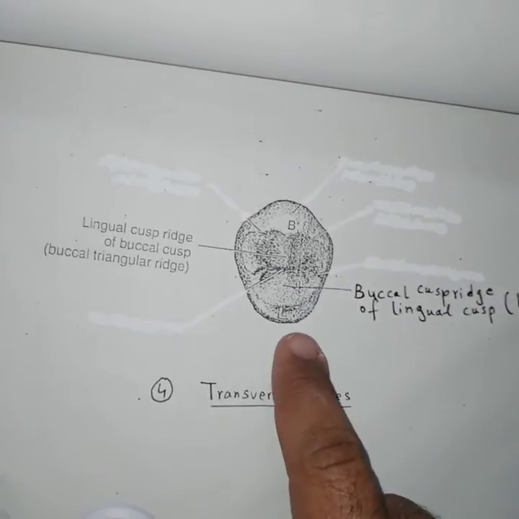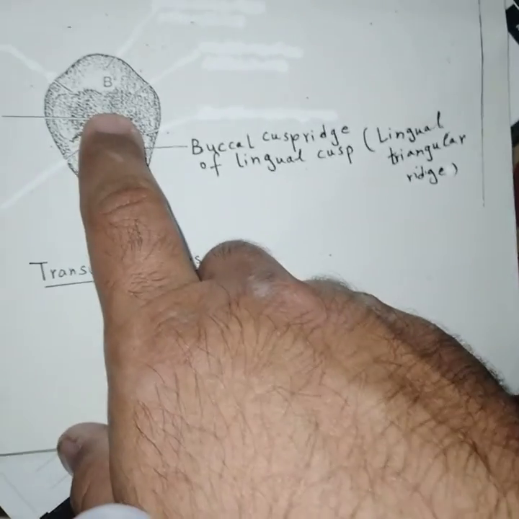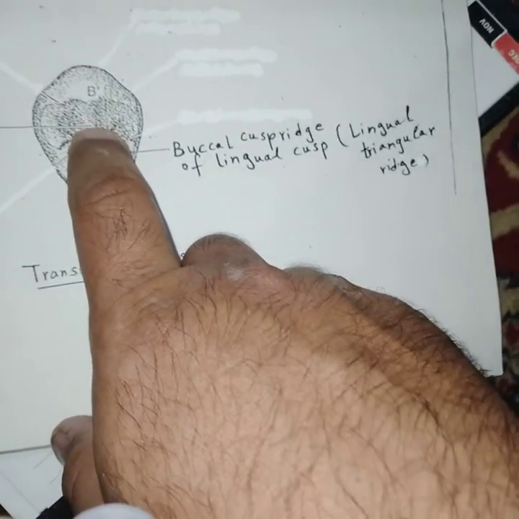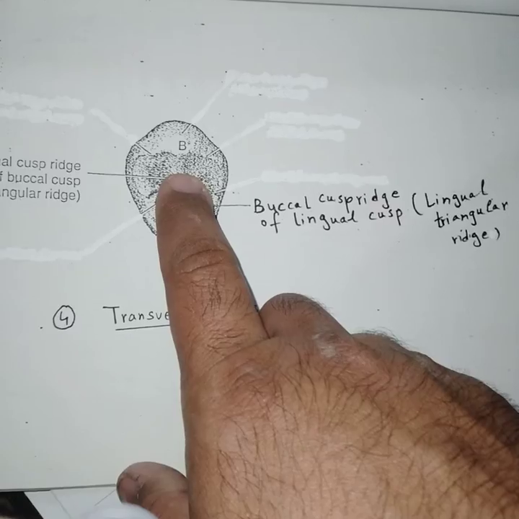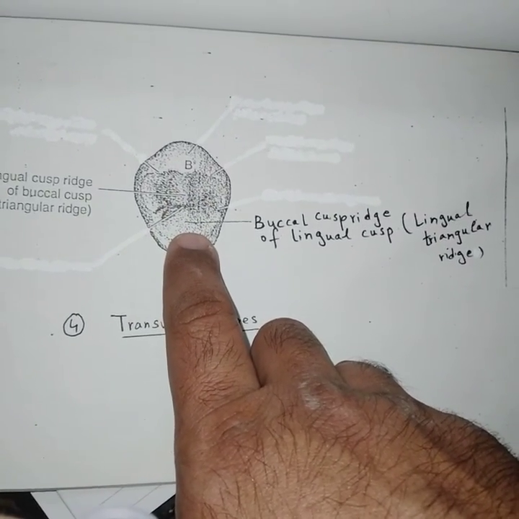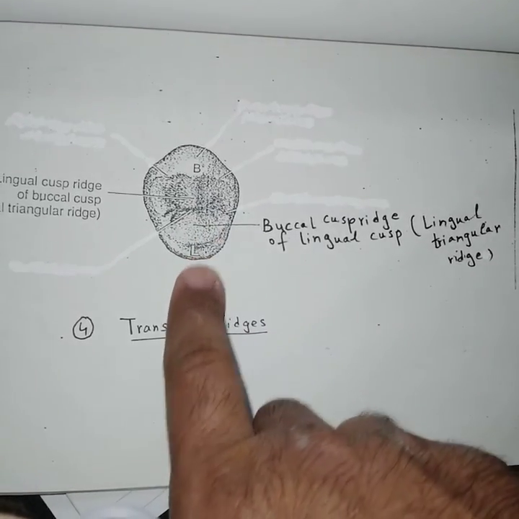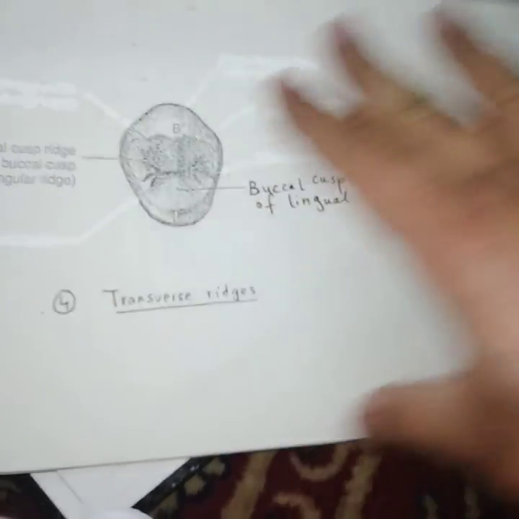So the lingual cusp ridge of buccal cusp, or buccal triangular ridge, and buccal cusp ridge of lingual cusp, the lingual triangular ridge, merge with each other to form a transverse ridge.